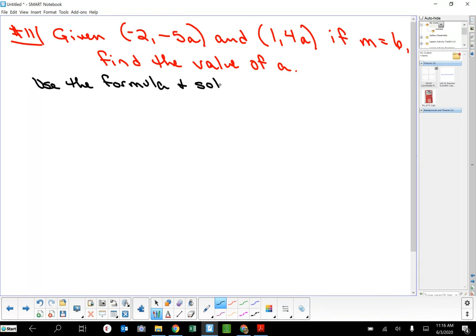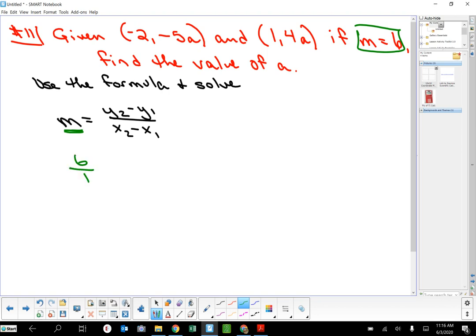And solve. So we know the formula is m equals y sub 2 minus y sub 1 over x sub 2 minus x sub 1. Let's fill in what we know. M, excuse me, is 6. So I'm going to actually write that as 6 over 1 in case you have a fraction. I mean, m is a slope, rise over run.